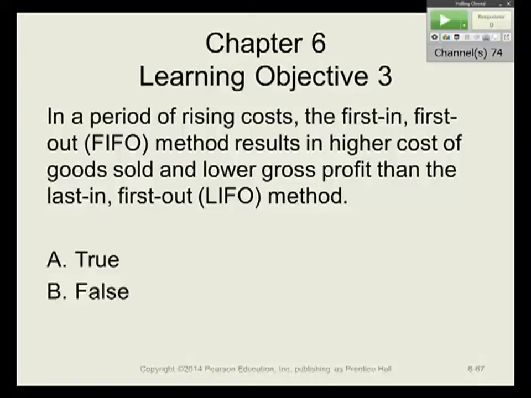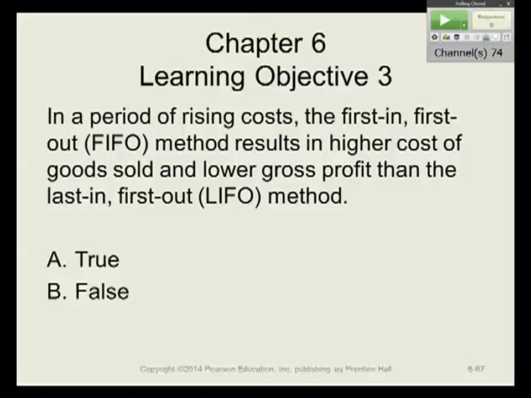$220. So 100 is your oldest at $1. The next oldest would be May 1st, 60 at 2. So your cost of goods sold is 220, and the easiest way to get ending inventory is to take the cost of goods available for sale, which is up here at 600, minus the cost of goods sold, gives you ending inventory.